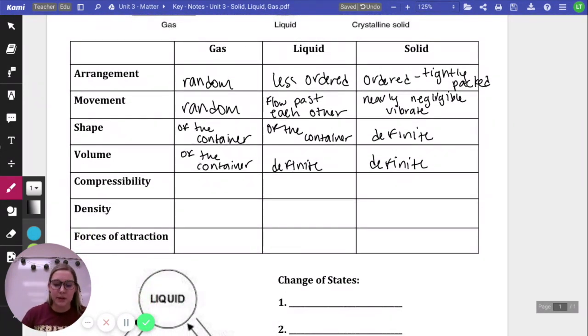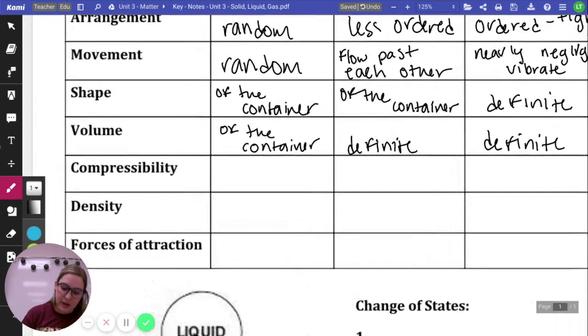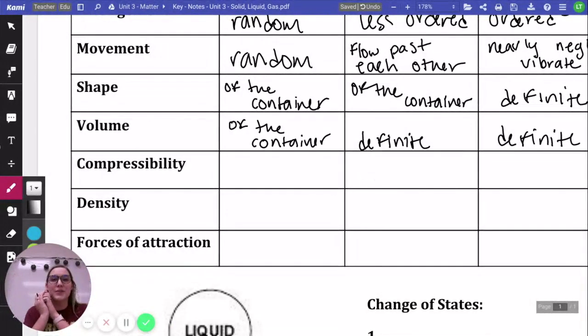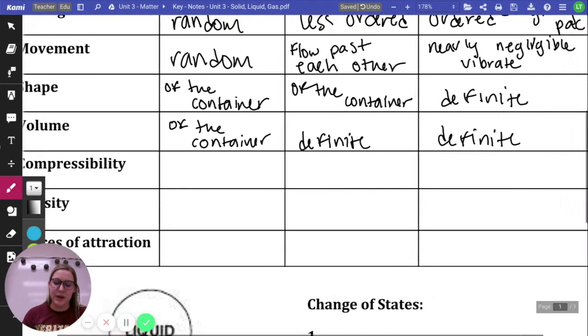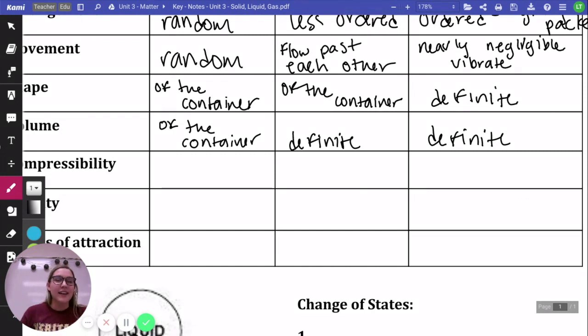Next is compressibility. What we're talking about here is the ability to squeeze the molecules closer together and put them in a smaller space. For a solid, it's almost negligible. You really can't squeeze the particles any closer together because they're already super tightly packed, so they can't really be pushed closer together at all. I guess theoretically, if you could get them slightly closer, but not really.